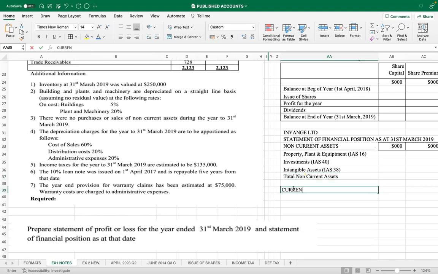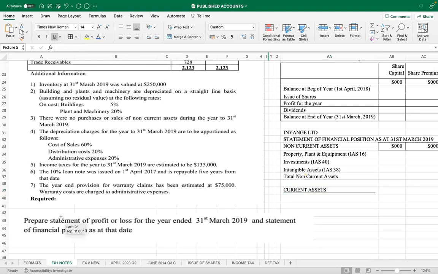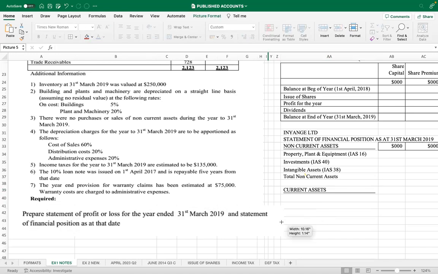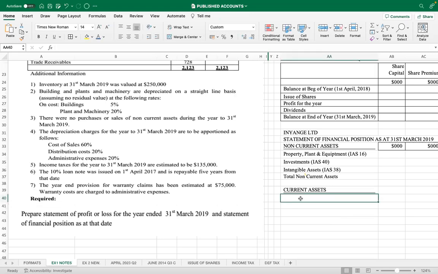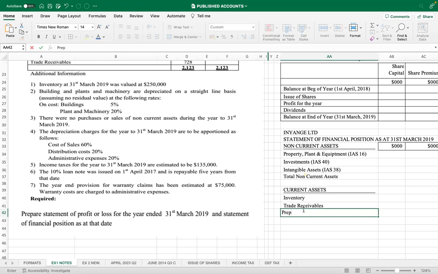So current assets. Now, current assets, we find out which current assets we have in the question. Okay, current assets, again, you list them in the order of liquidity, from the least liquid to the most liquid. The least liquid current asset is inventory. And then you check if there are any trade receivables. You check if there is any prepayments, prepaid expenses. Prepaid expenses, remember, they are current assets.